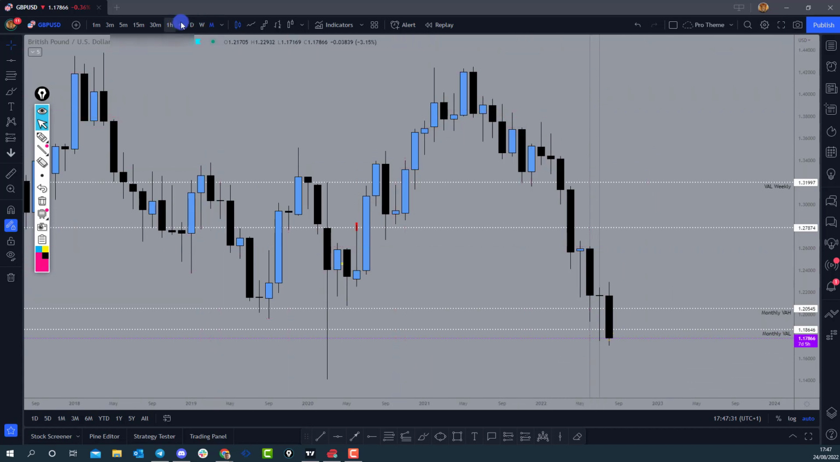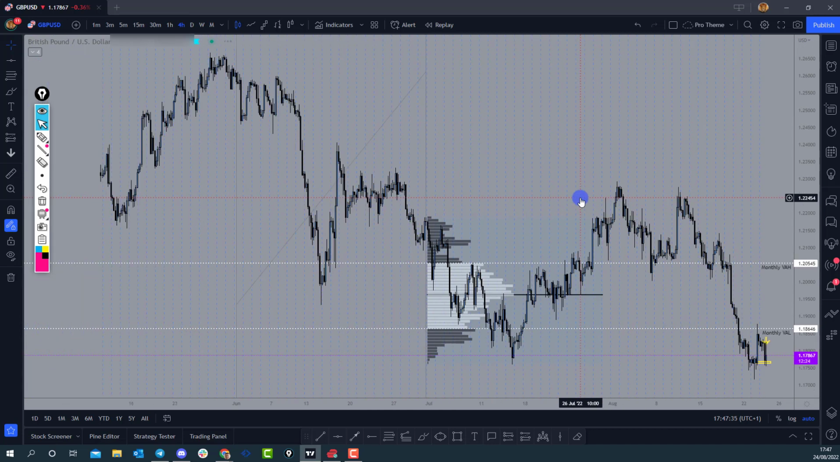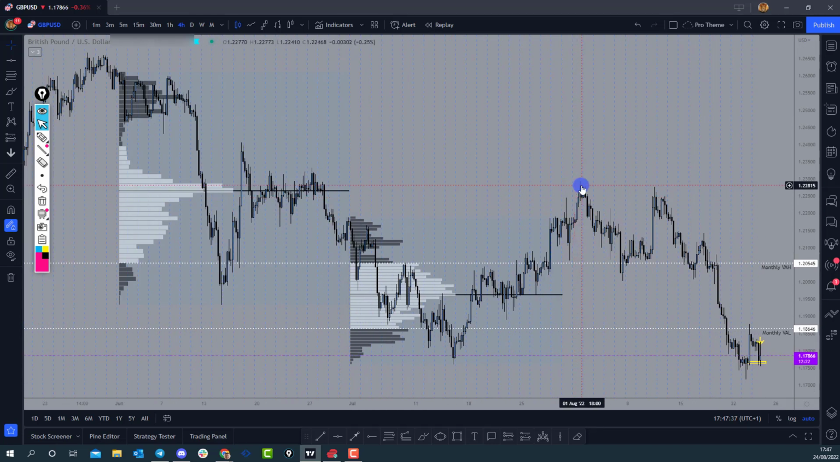Now, what was quite interesting, if I go to that 4-hour chart and show you the volume profiles, you can see how well pound has reacted to some of these levels. Look at this untested point of control through there. Really nice rejections in here. We had the value area high acting as support through this area.